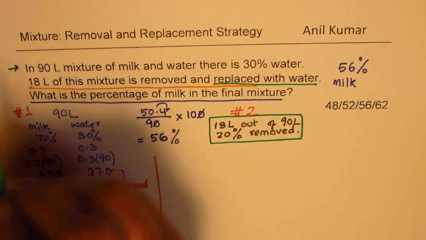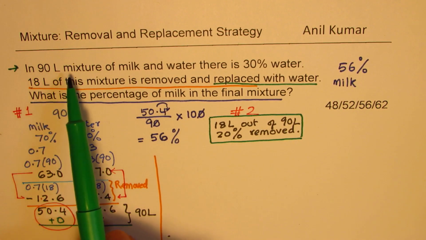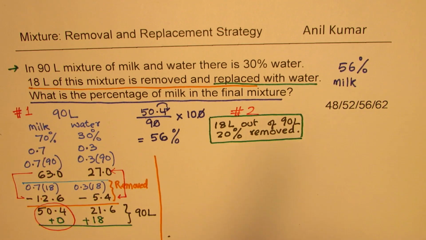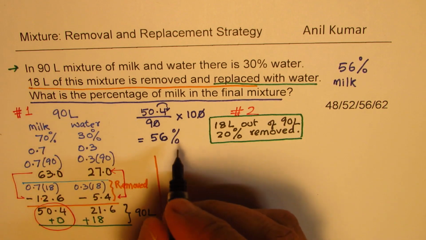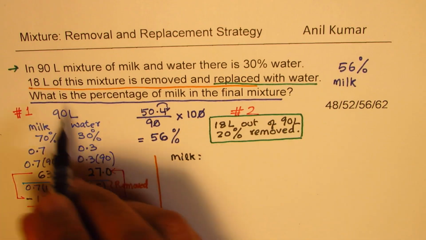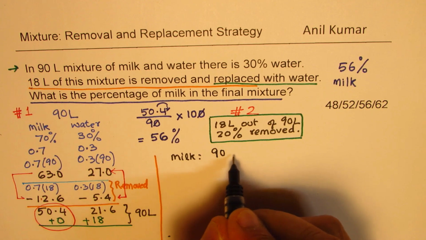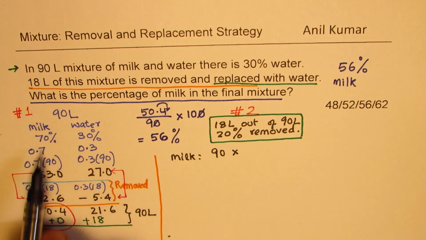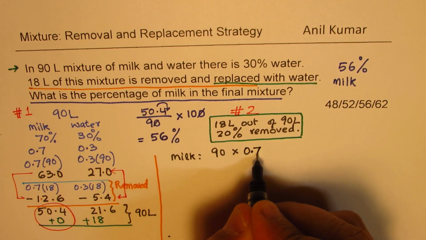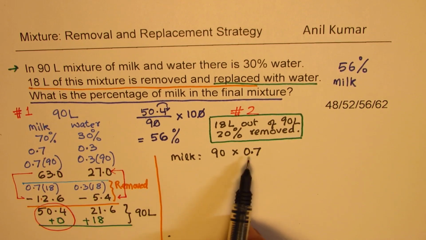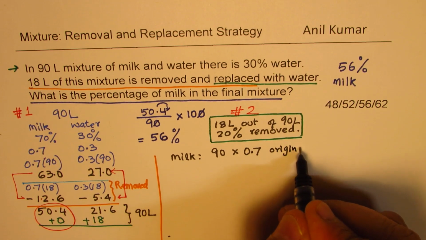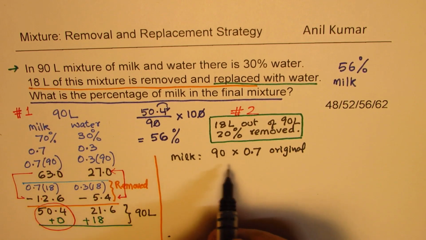So our second approach here is based on 90 liters of mixture of milk and water. There are 30% of water. Okay. So how much is final milk? So let's find milk. So milk is 70%, right? So we have 90 liters, correct? 90 liters times the amount of milk as we found here, 70%, right? Which is 0.7, correct? So we have so much milk in our original mixture, which we found is 63.